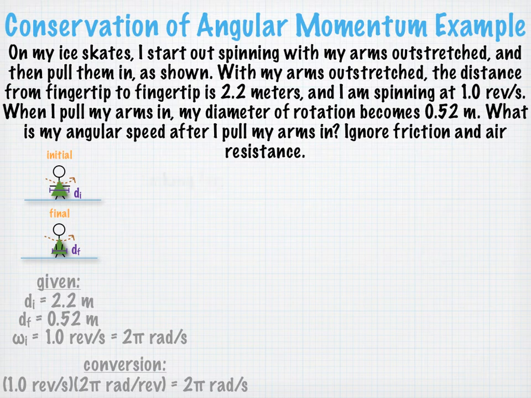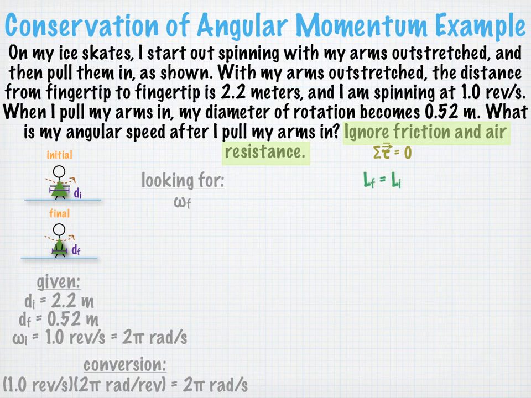Now we're looking for my final angular speed after I've pulled my arms in, so we need an equation. The gravitational force on me and the normal force from the floor on me balance each other out, and we can ignore friction and air resistance. So that means that the net average external torque is equal to 0, and total final angular momentum is equal to total initial angular momentum.